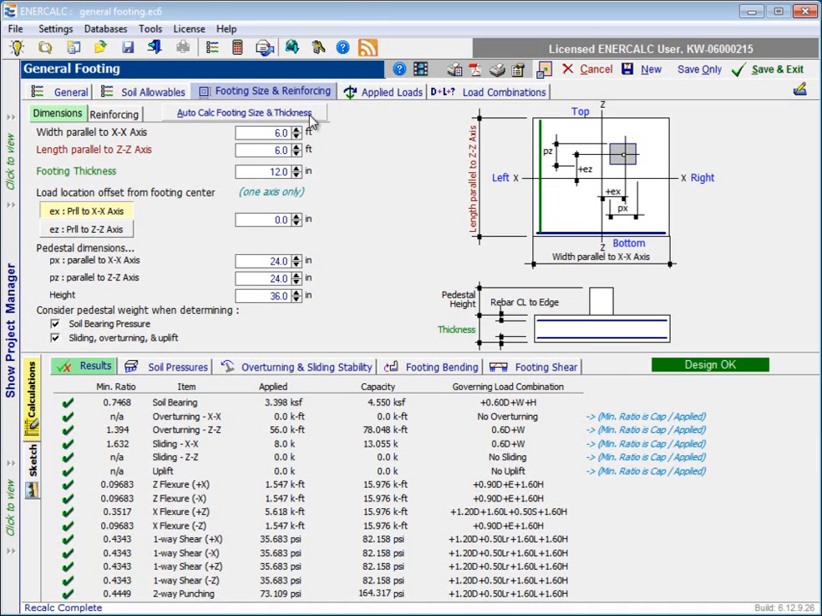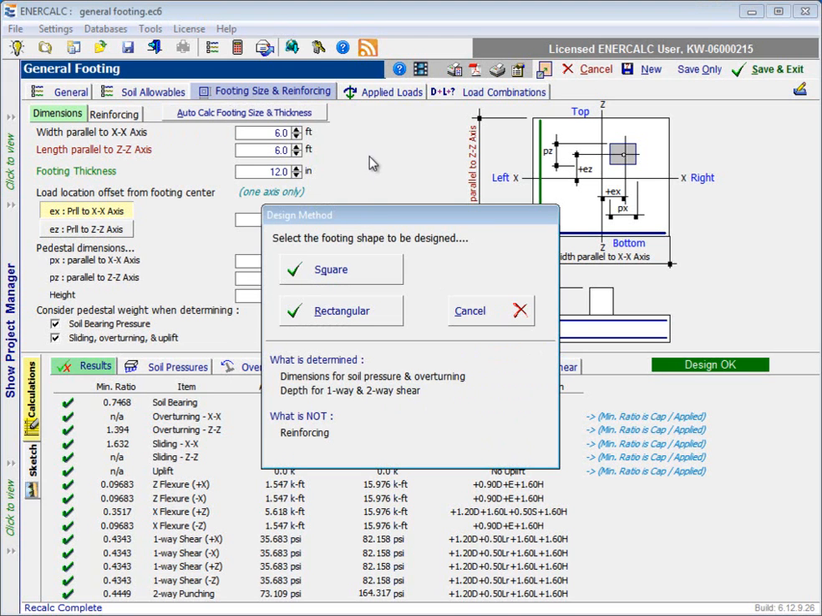So this is a great place for us to use the Auto Calculate Footing Size and Thickness button, and I am on the Dimensions sub-tab of the Footing Size and Reinforcing tab for reference. So what we can do is click this button, and it offers us a couple different options, either to keep the footing square or to allow it to go rectangular.